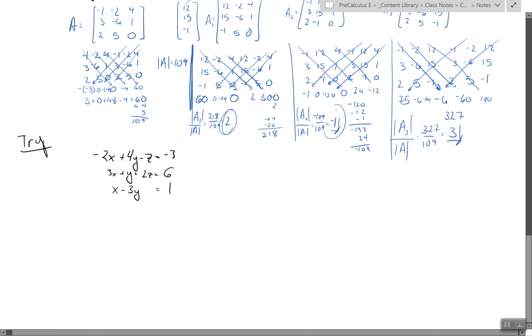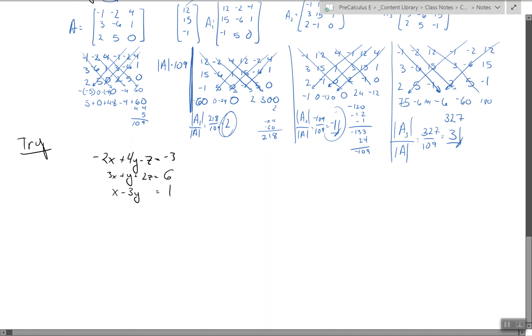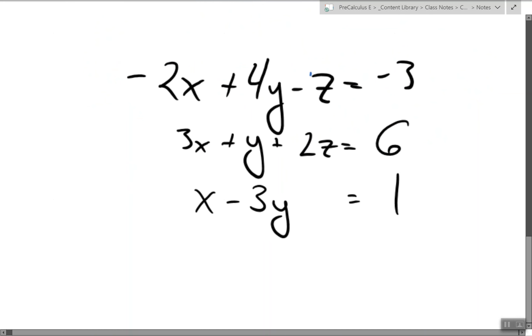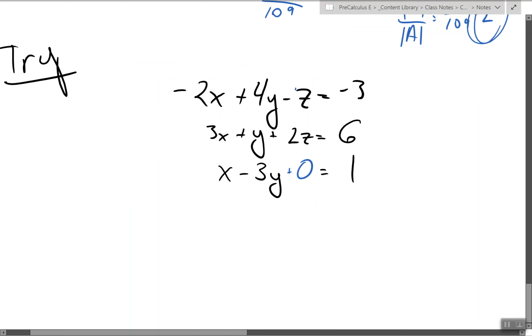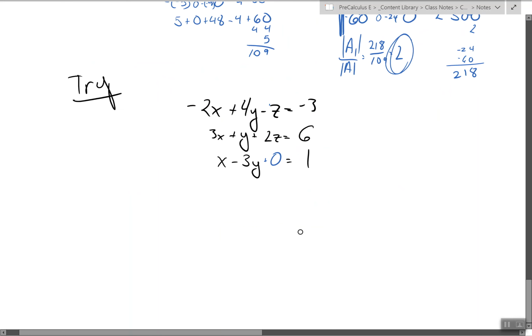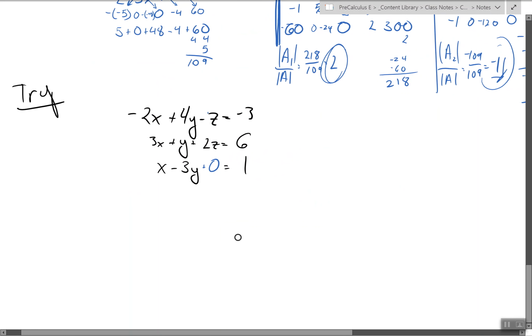Okay, so just like the previous example, we do want to start this one by first writing it into kind of standardized form. The only real problem here is it's missing a z term on this bottom like our previous was, so just put a placeholder 0 there, which means our original matrix A is -2, 4, -1. We're not putting the answer column in yet. 3, 1, 2, and then 1, -3, 0.